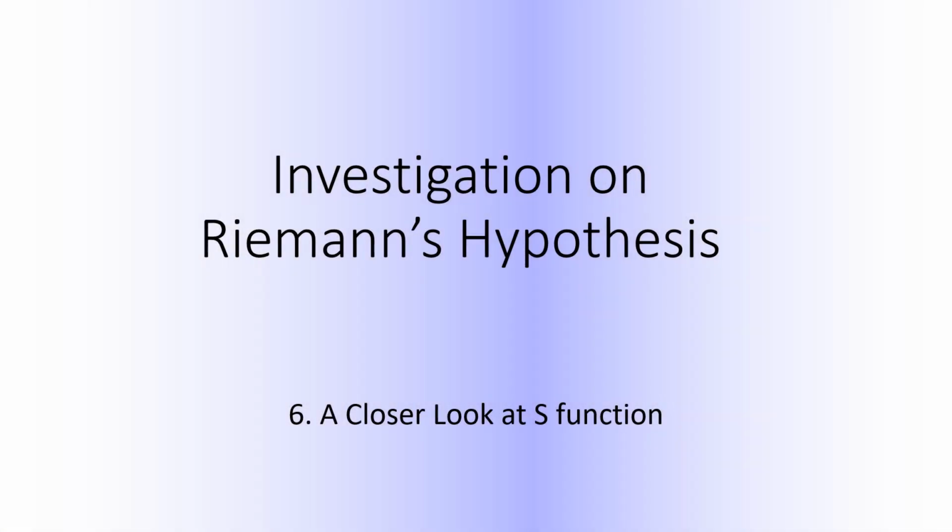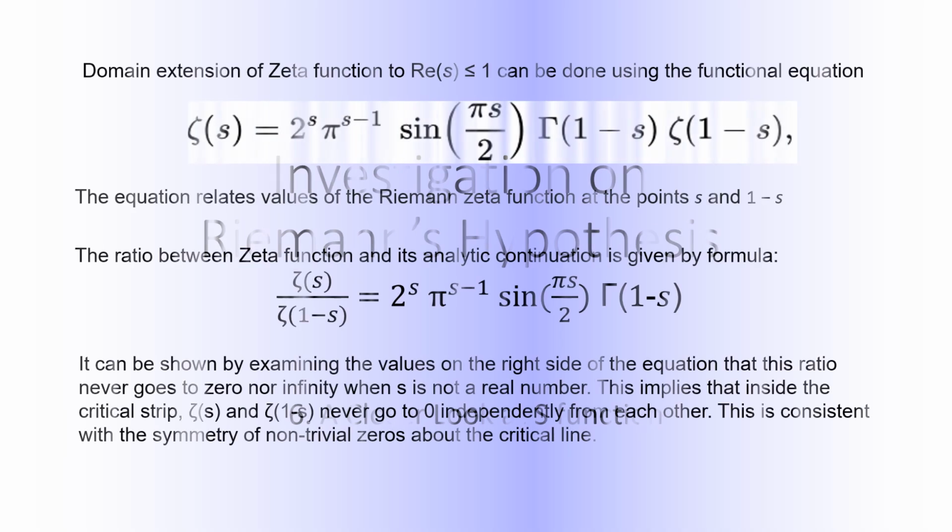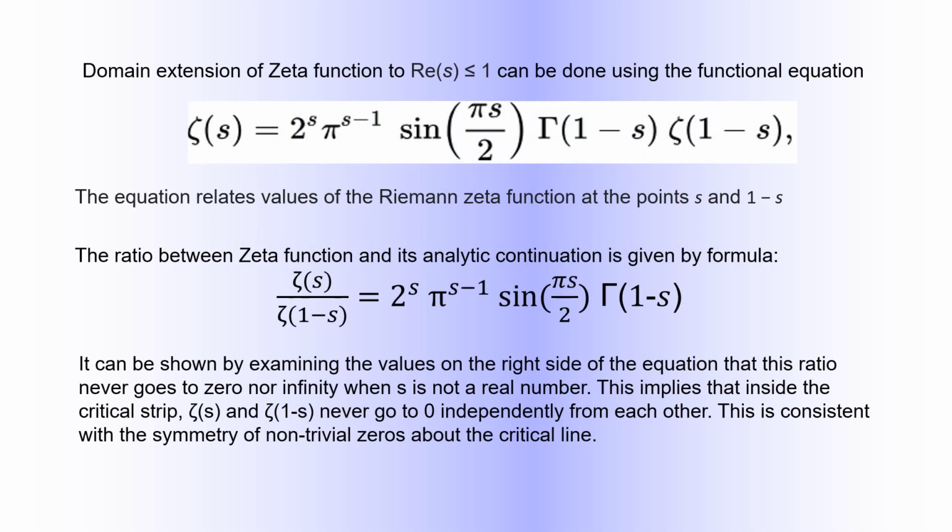Let's take a closer look at the S function to explore and understand the behavior of Riemann's zeta function. A deeper insight might be helpful to eventually solve the Riemann hypothesis. Domain extension of the zeta function to real part of s less than 1 can be done using the functional equation here. The equation relates values of the Riemann zeta function at the points s and 1 minus s.